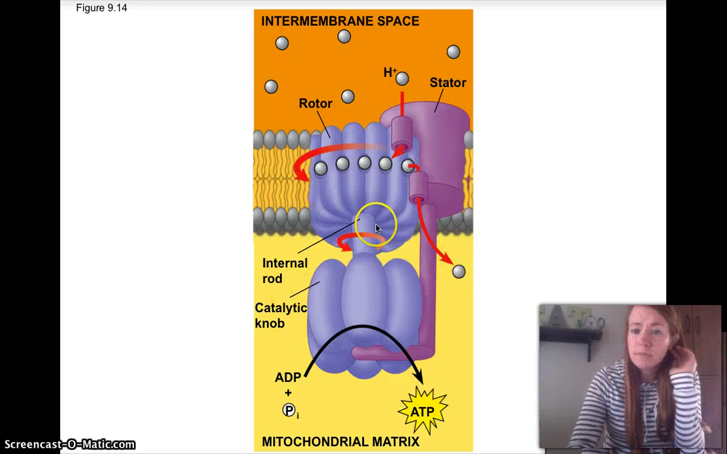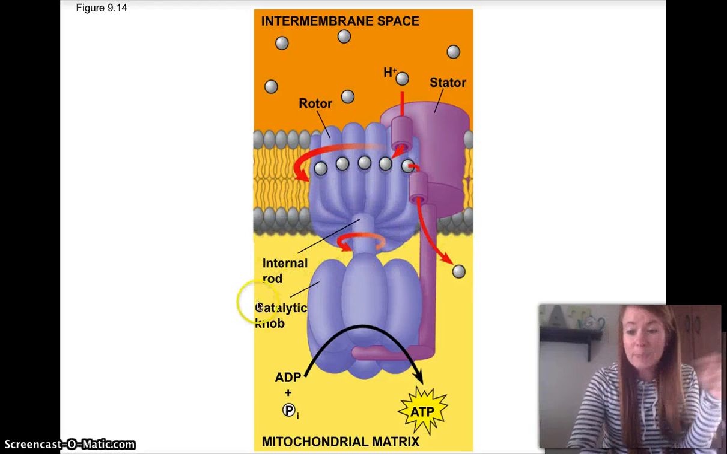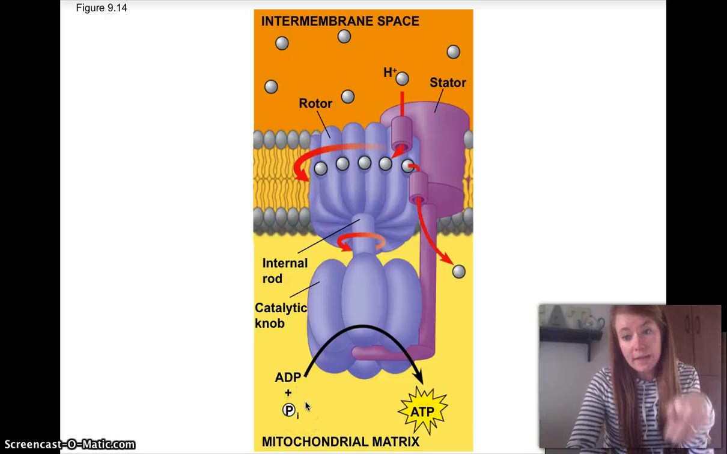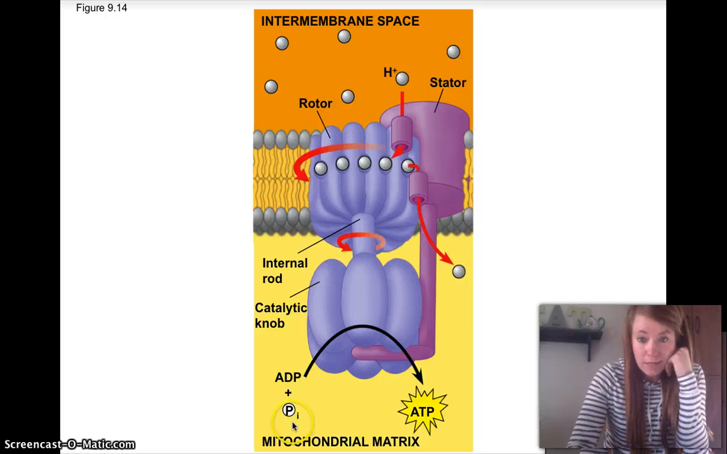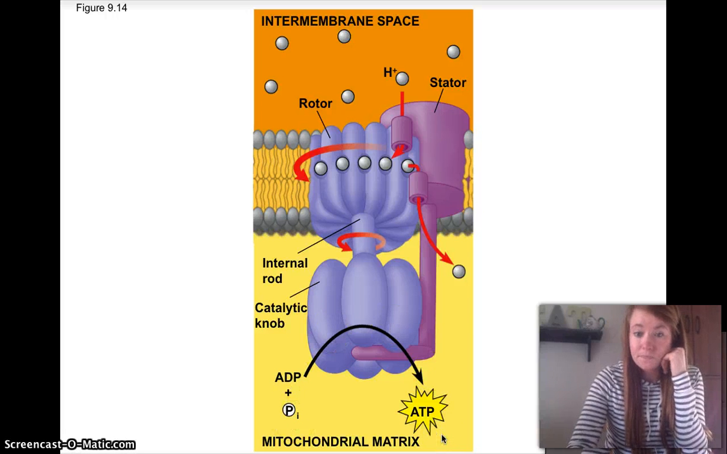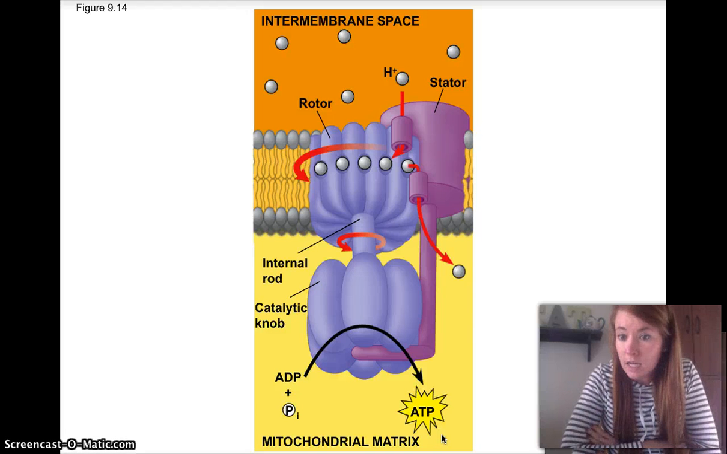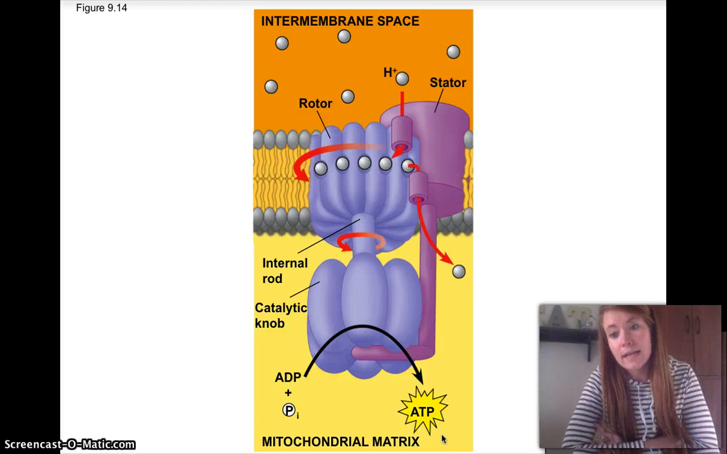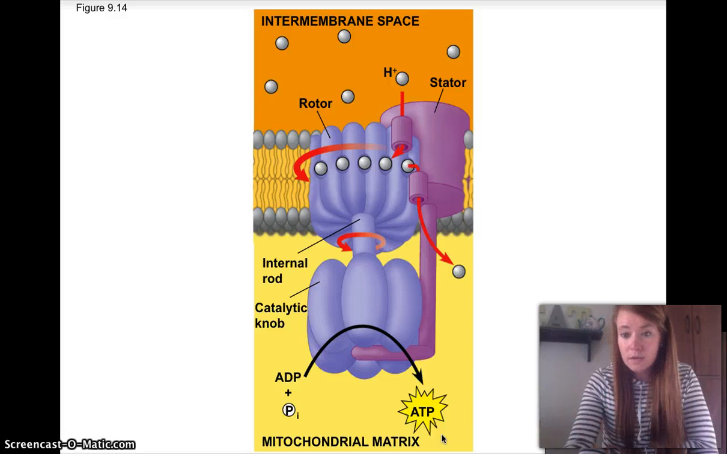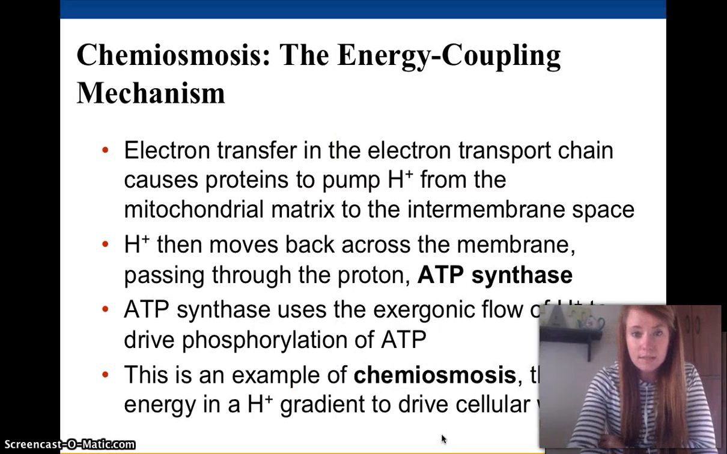It makes this rotor up here spin, and the spinning of that rotor provides enough energy for ADP to be joined to a phosphate to make ATP. So that is exactly how our ATP is made. It's not made at the electron transport chain. It's made at a different protein in the mitochondrial membrane called ATP synthase.